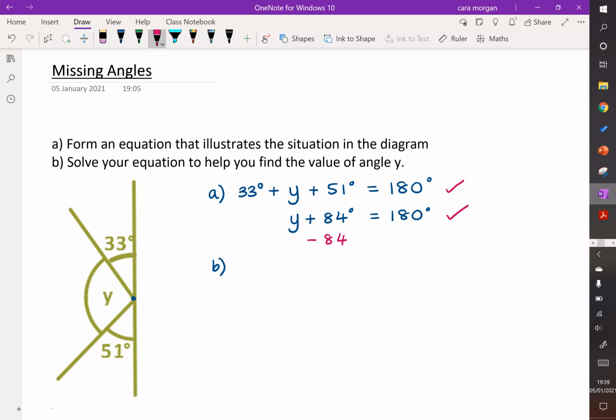For part B, all I need to do now is find the value of y. So I'm going to subtract 84 from both sides of my equation. And that gives me 1y is 96 degrees. If I want to, I can check by adding up all my angles just to make sure they really do come to 180 degrees. I've got 9, 10 plus 8 is 180 degrees. It works. Y was 96 degrees.